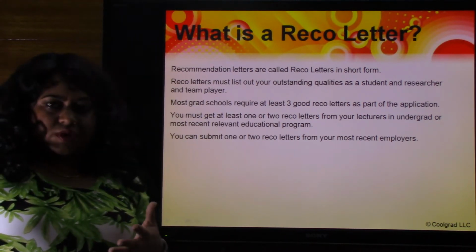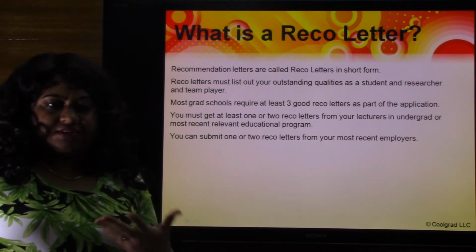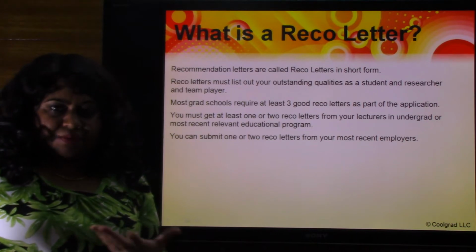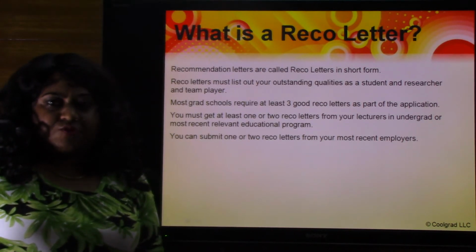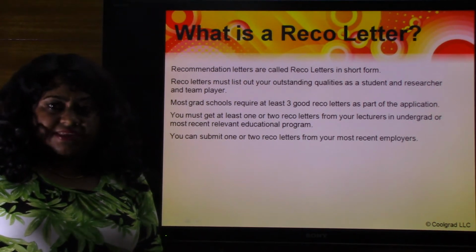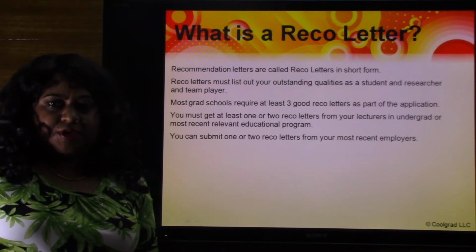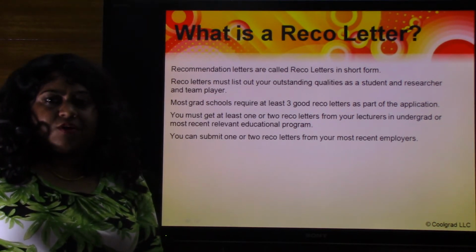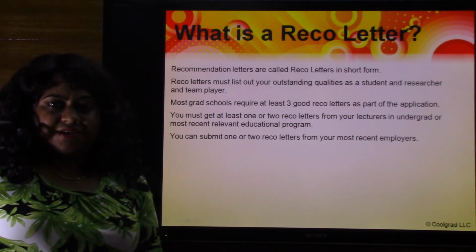If you are an undergrad kid who's just completed your undergrad and you're applying to universities, then of course you've got to get recommendation letters from your undergraduate professors. But if you have a few years of work experience, you can still get 1 or 2 recommendation letters from your lecturers in the college and 1 or 2 recommendation letters from your boss, from your employer.